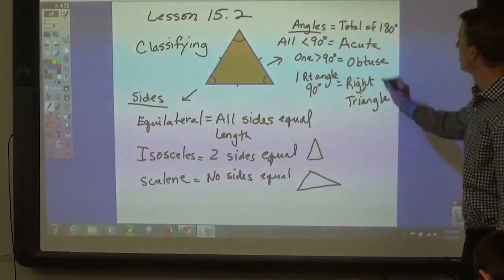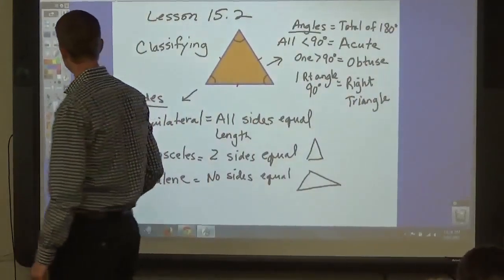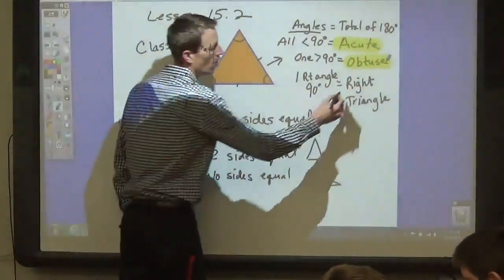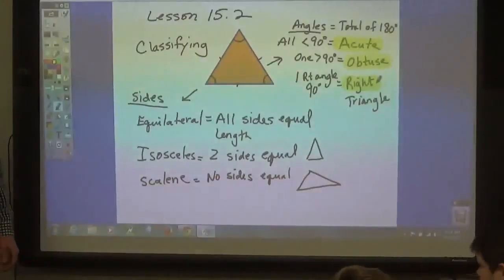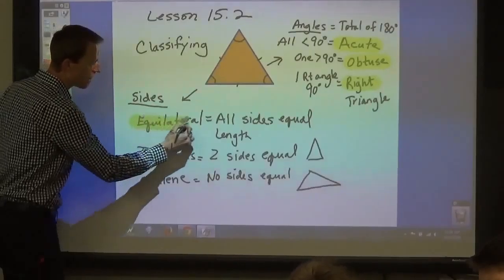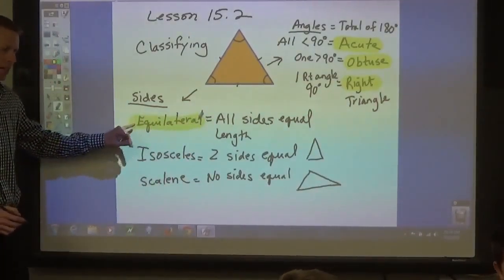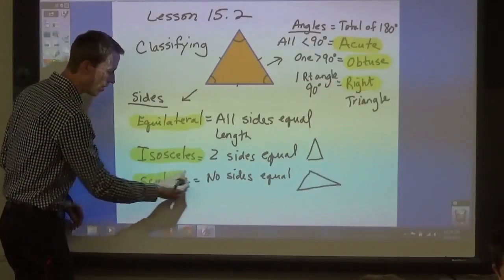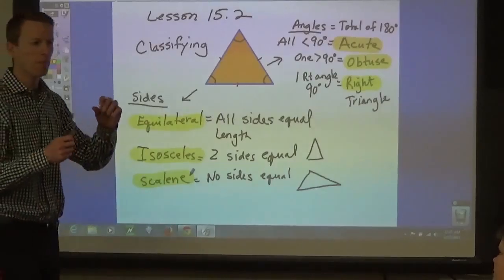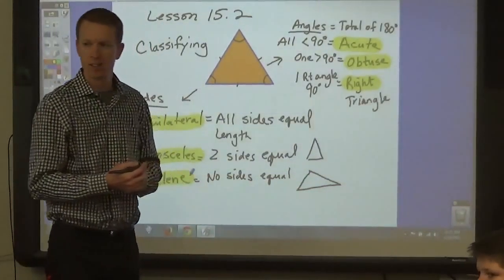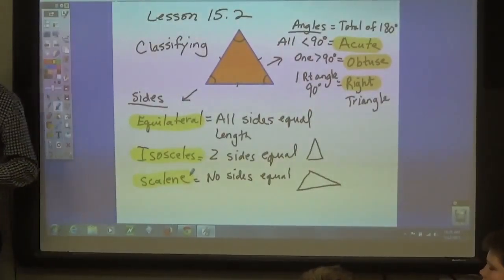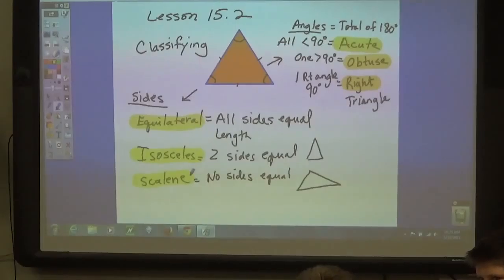Okay? So it's either an acute triangle, an obtuse triangle, or a right triangle, if we're classifying it by its angles. If we're classifying it by its sides, then it's either an equilateral triangle, an isosceles triangle, or a scalene triangle. Okay? And all of the measures together equal how much? 180 degrees. And it can't be more than one.